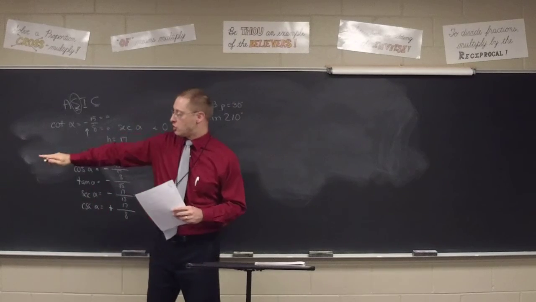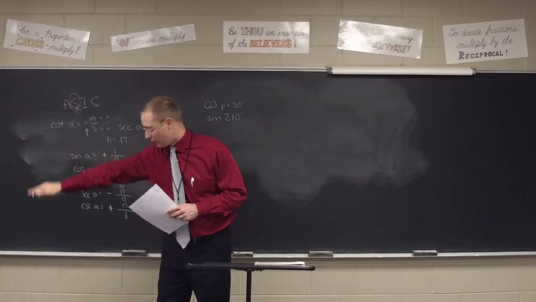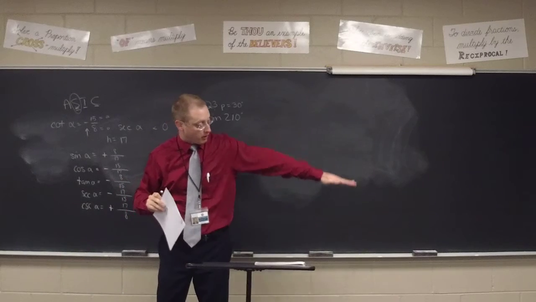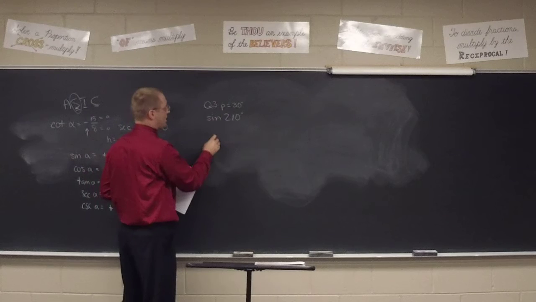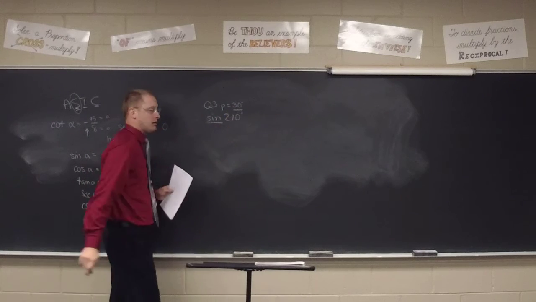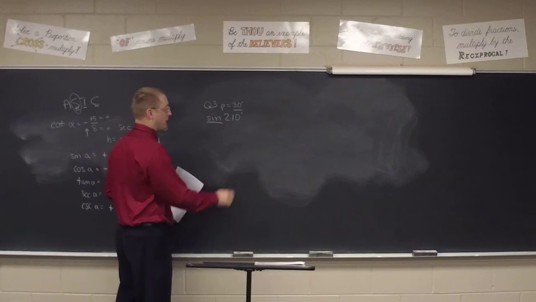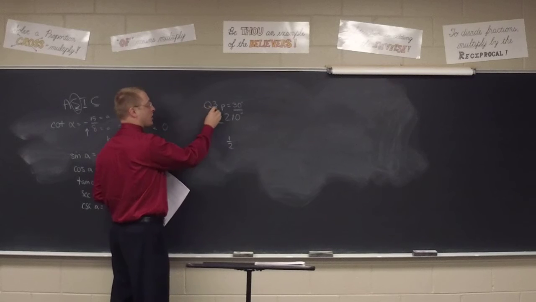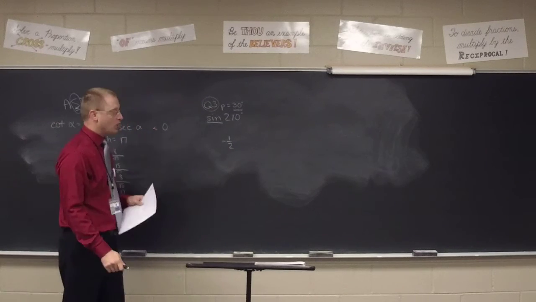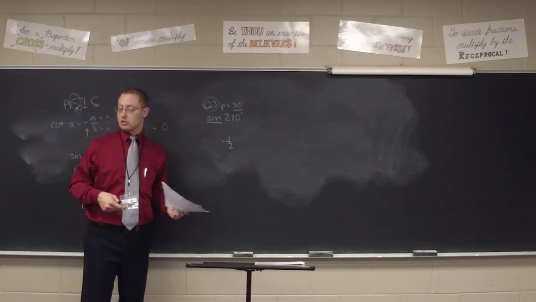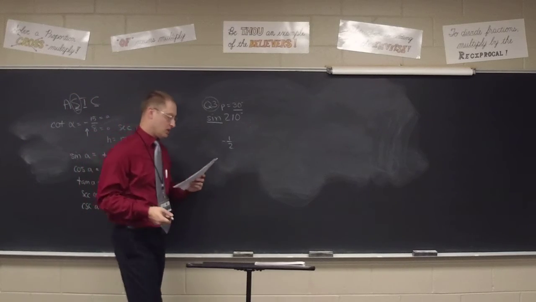So in quadrant 2, how far below 180? In quadrant 3, how far above 180? In quadrant 4, how far below 360, or how close to 360? So what is the sine of 30? 1/2. ASTC, though, in quadrant 3 sine is negative, so we get negative 1/2. Again, you could use your unit circle, or you could use the 30-60-90 triangle.